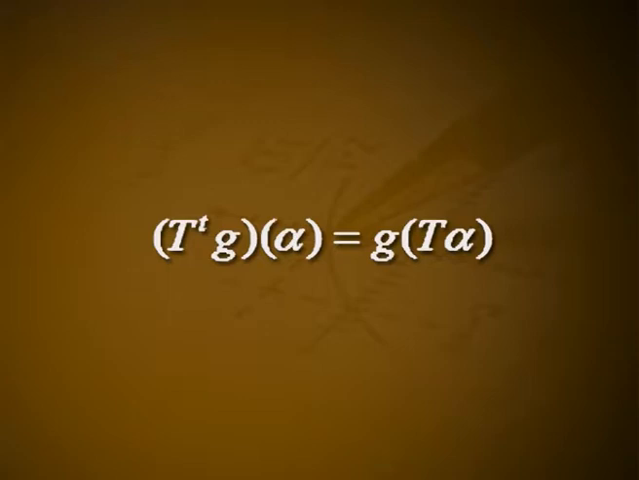Proof. If g is in W*, then by definition (T^t g)(α) = g(T α) for each α in V. The statement that g is in the null space of T^t means that g(T α) = 0 for every α in V. Thus, the null space of T^t is precisely the annihilator of the range of T.